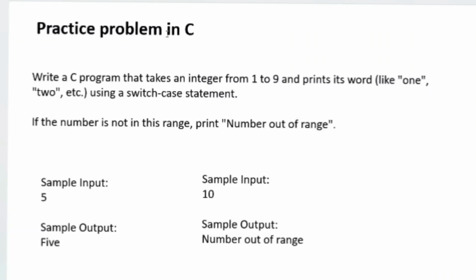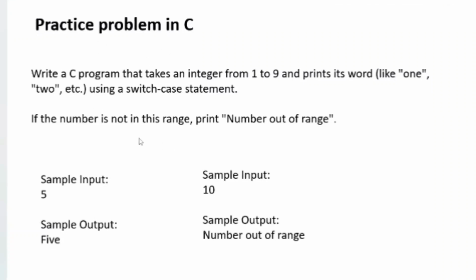Let us solve this practice problem in C. The problem statement is: write a C program that takes an integer from 1 to 9 and prints its word, like ONE, TWO, etc., using a switch case statement. If the number is not in this range, print "number out of range". For example, if the sample input is 5, the sample output should be FIVE. If the sample input is 10, the output should be "number out of range".